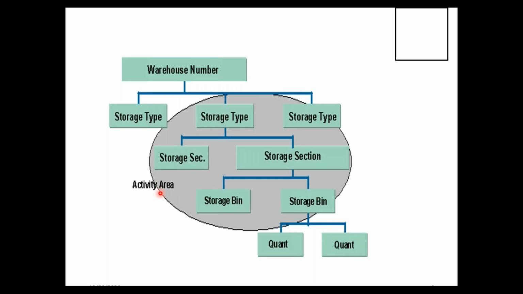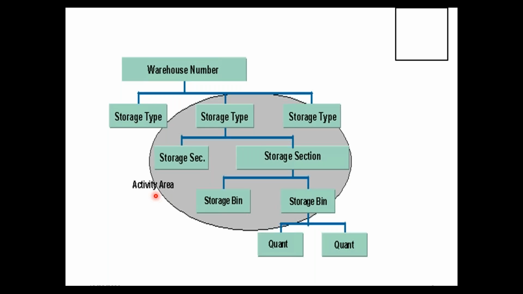Then this activity area, you need to understand that yes, it is a logical grouping of storage bins, and these storage bins can be part of one or several storage types. There can be 100 bins which are part of 5 different storage types which are grouped together in one activity area, and this is for activity execution purpose. There are so many controls of this activity area that you will see during this training.